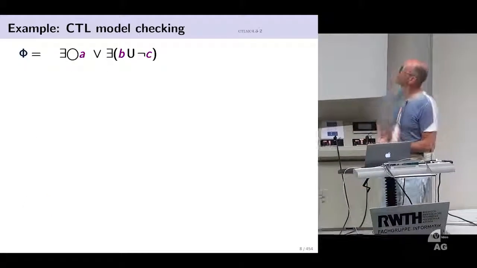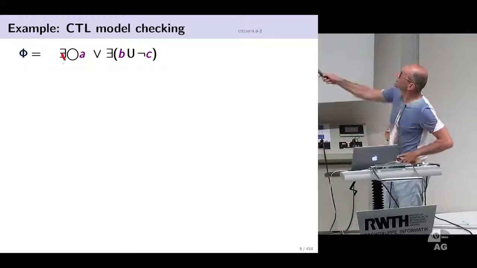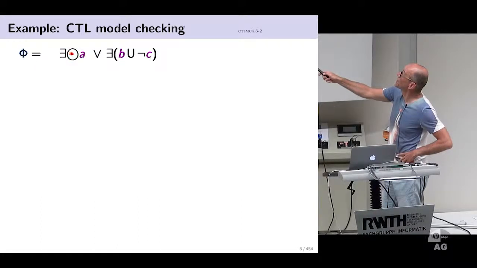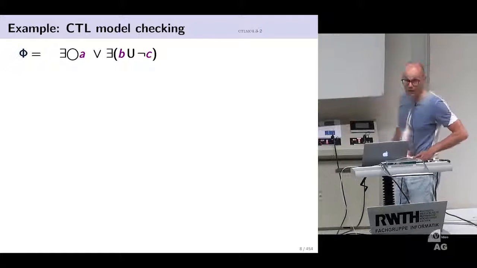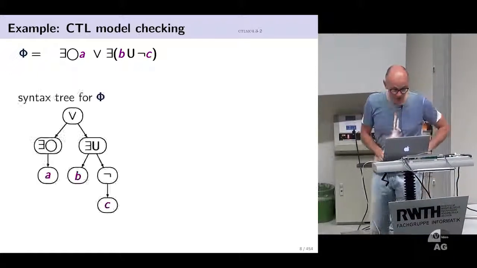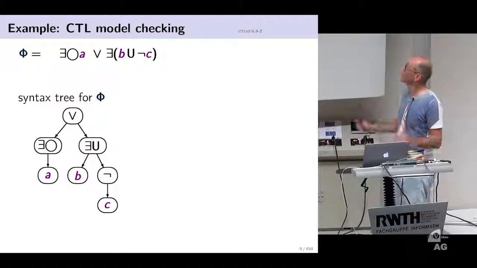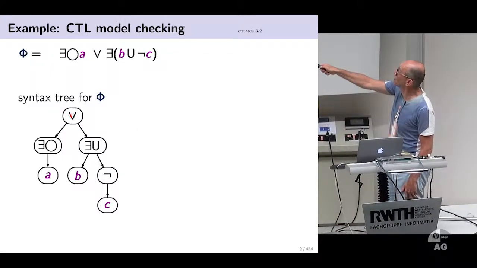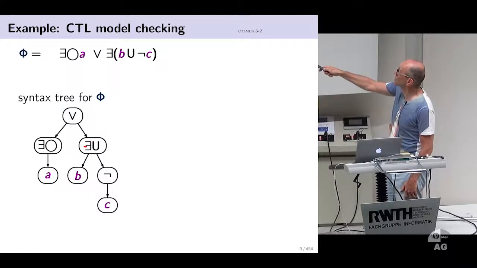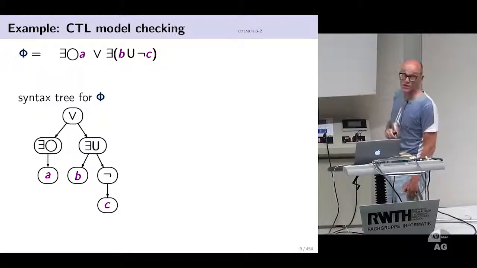Good, so let's take an example. There exists a path which has as next state an A state, or there exists a path which satisfies B until not C. So we look at the parse tree of the formula. This looks as follows. The topmost operator is the disjunction. It has as left argument there exists next with A, and as right argument an existential path formula with the until modality, where the left one is B, and the right argument is not C.